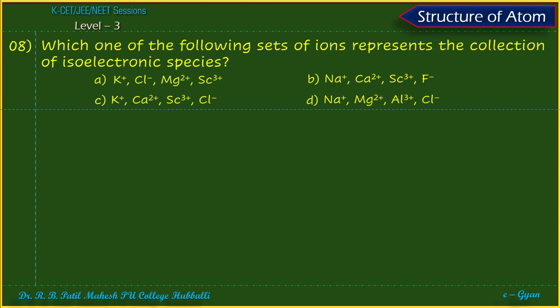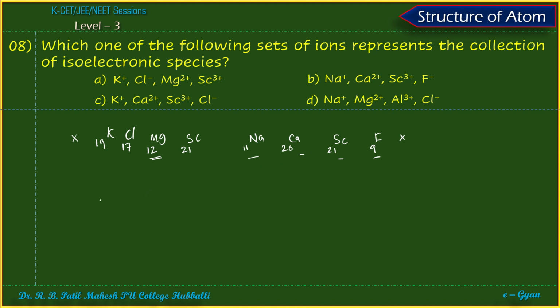Let us write the atomic number of elements. Potassium is 19, Cl is 17, Mg 12, Sc 21. So this is not a set of isoelectronic species because of Mg. Coming to the second one, Na atomic number is 11, calcium is 20, Sc that is scandium is 21, and fluorine is 9. So this is also not a set of isoelectronic species because of fluorine and sodium, or calcium and scandium.